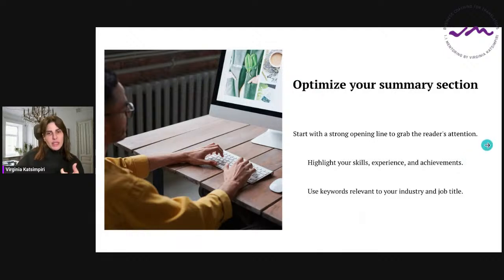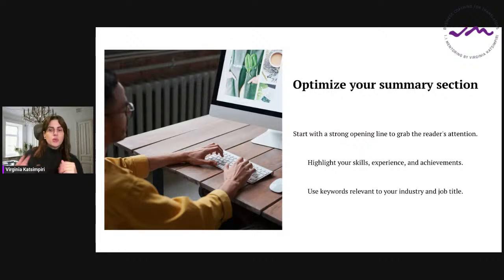How do you optimize your summary section or about section? Start with a strong opening line, grab the reader's attention just to click read more. Highlight the skills, experience, and achievements, but in such a way that it's benefits oriented, that you talk to your clients in a conversational way. You address your content to them. You're not talking about yourself the whole time, okay?